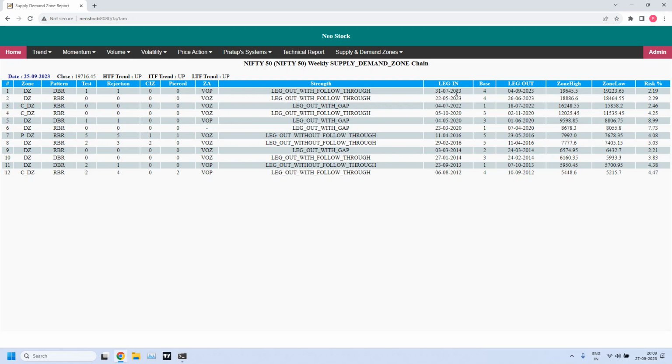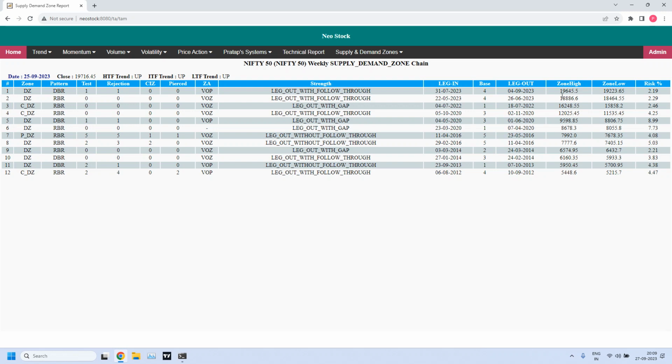It is a recently created monthly demand zone because the legout is on 4th September 2023. After that, it went to all-time high. Price again came back from all-time high, and this demand zone got tested and further again moved the price until today's close, 19716.